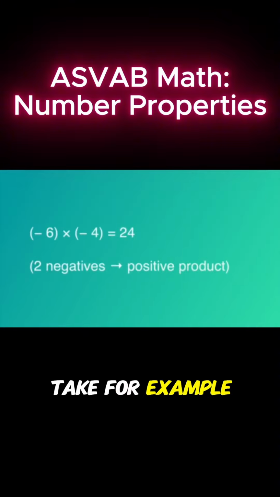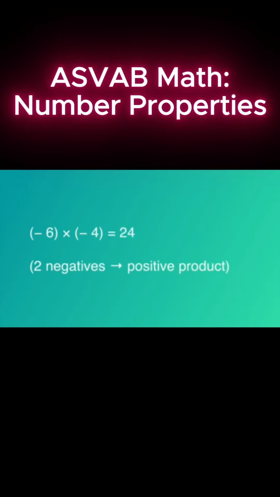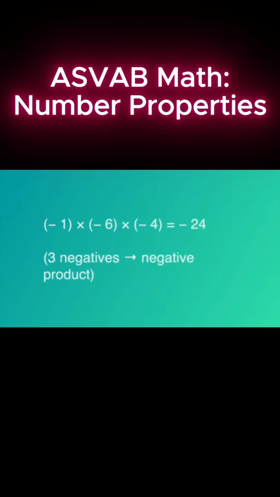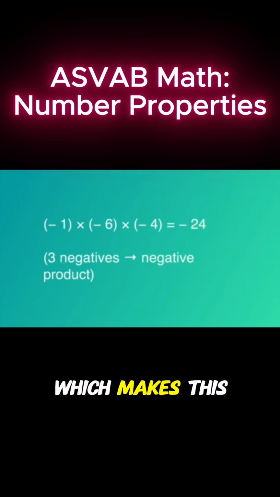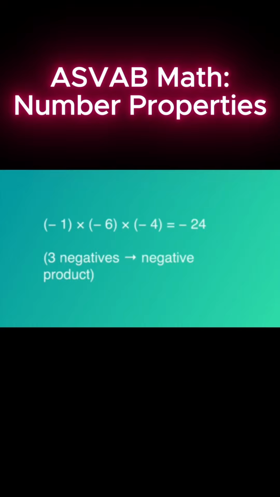Take, for example, negative 6 times negative 4, which equals 24. There are 2 negatives, which makes this a positive product. Another example, negative 1 times negative 6 times negative 4, which equals negative 24. There are 3 negatives, which makes this a negative product.